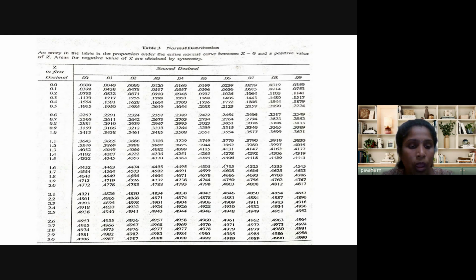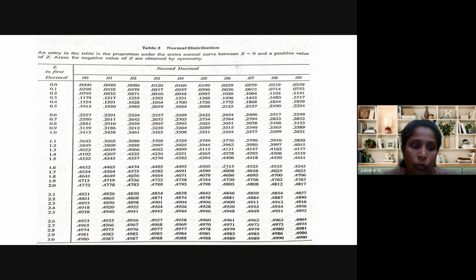And the 1.8 value is 0.4641. So the table value of z is equal to 0.6 is 0.2257, and the table value of 1.8 is 0.4641. Now you want the middle of these values, right? So you just subtract both values. 0.4641 minus 0.2257, you will get 0.2384. So that is the area between these two values.